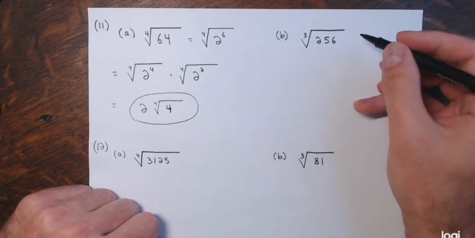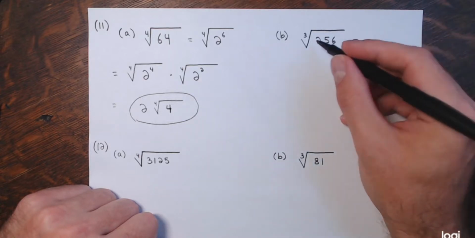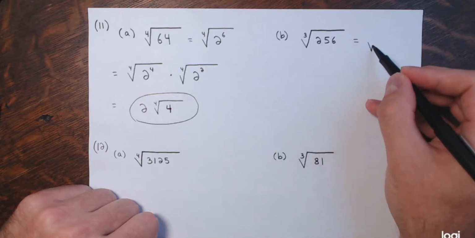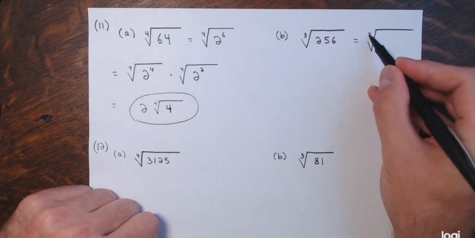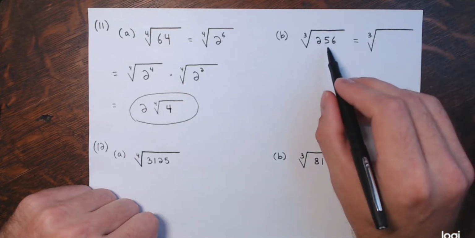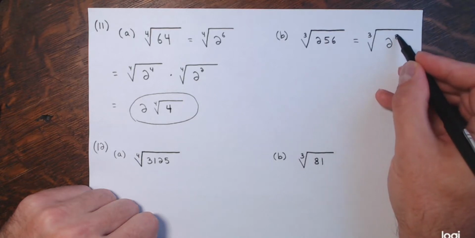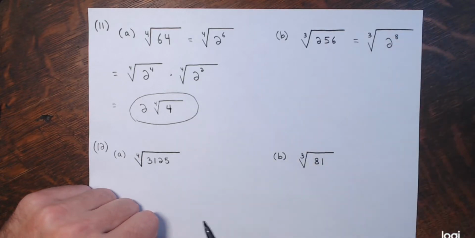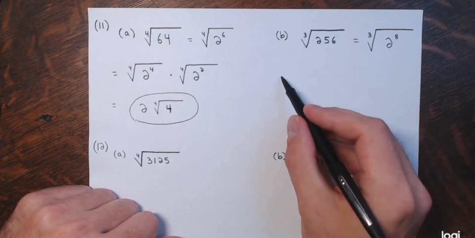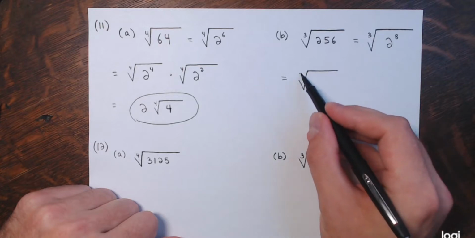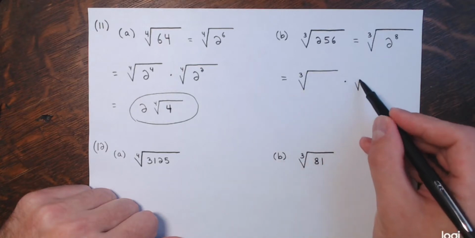Okay, next we have the cube root of 256. So this is the cube root. Now 256 is 2 to the 8th. It's another nice power of 2. 2 times 2, 8 times. 2 to the 8th power. Alright, so again, I'm going to break this up using the product rule, into a cube root times a cube root.